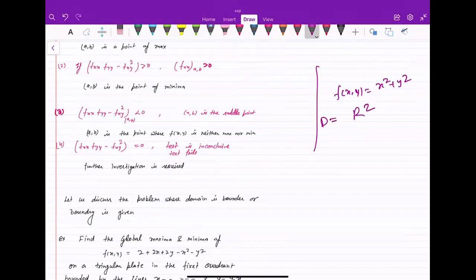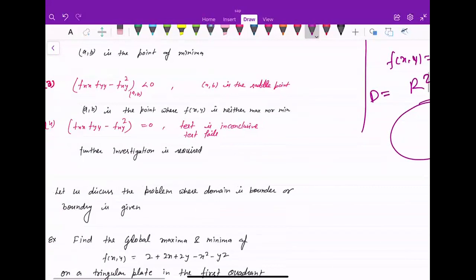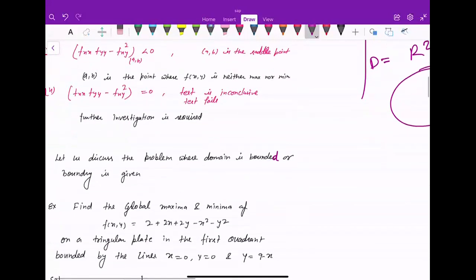Now we are talking about problems that have a fixed boundary. That means we have a domain that is bounded, or enclosed by some boundary. So we are talking about a finite domain. Now we are discussing the problem where the domain is bounded, or the boundary is given. Okay, so let us discuss one problem here.